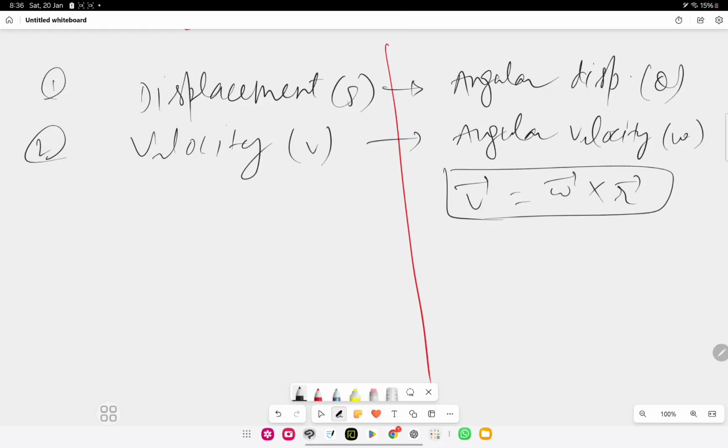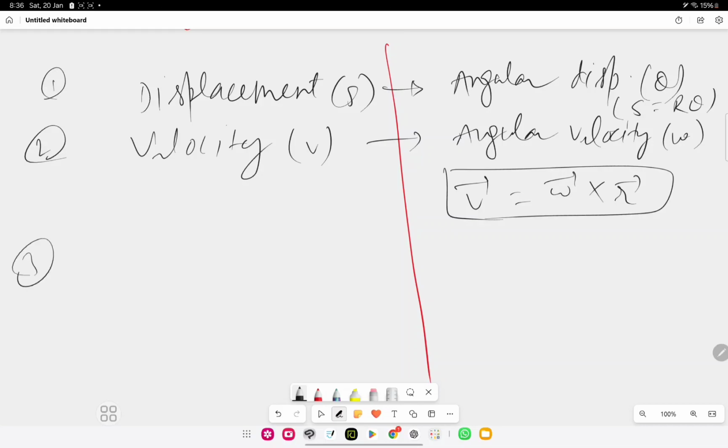Now, what was the relation between the linear displacement and the angular displacement? Linear displacement is nothing but distance, the arc length. You might have studied already that arc length equals radius into angle. So S equals R theta. The first relation is S equals R theta, and the second is V equals omega cross R.